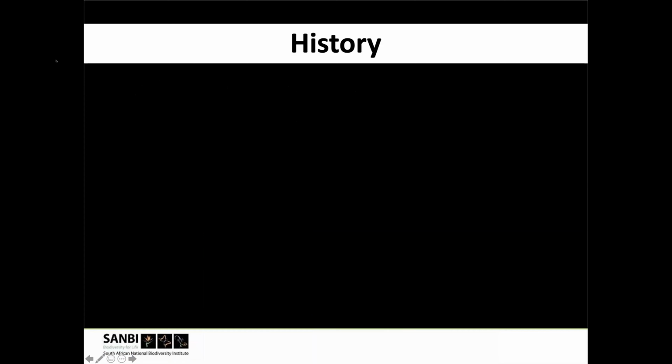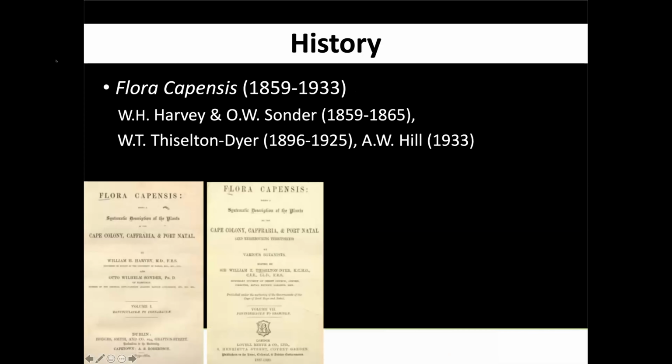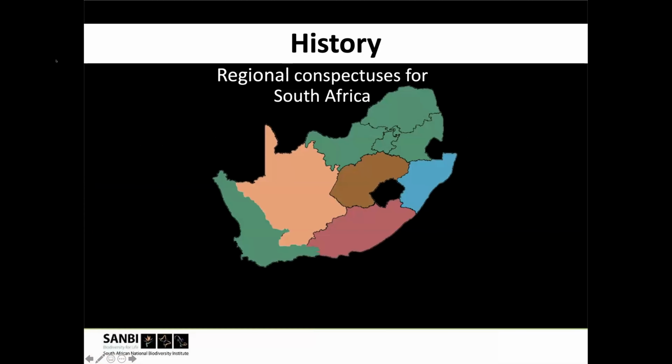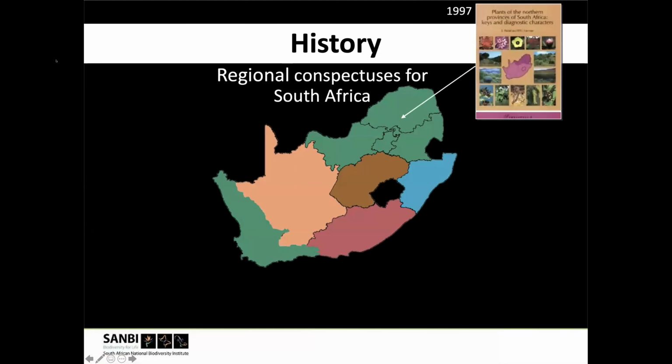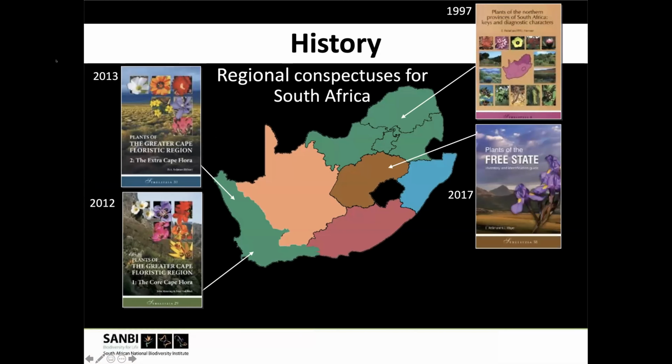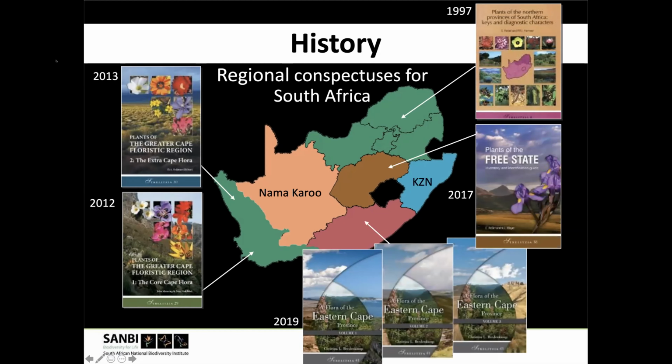Several taxonomic treatments of the Southern African flora followed, including the well-known Flora Capensis started by Harvey and Sonder, as well as several volumes of the Flora of Southern Africa series that was published between 1963 and 2005. In the early 1990s, focus was shifted from completing this FSA series to producing regional floras or conspectuses to completely cover the flora of Southern Africa, and the following volumes have already been produced: the Northern Provinces, the Fynbos region, the Succulent Karoo, the Free State, and the Eastern Cape Flora. Only the Nama Karoo and KwaZulu-Natal remain to be done, and these are nearing completion.